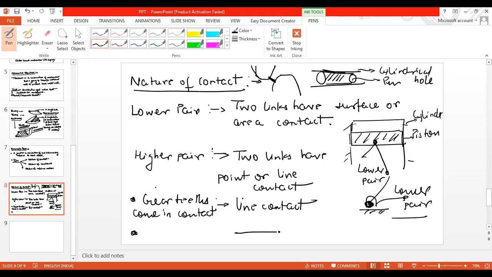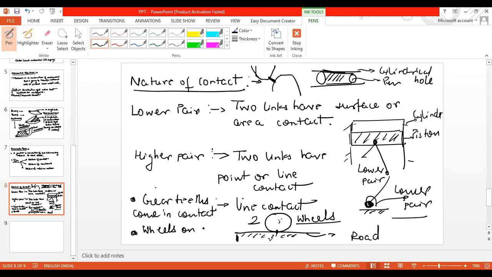Another one you can simply take, let's say, the wheels. So this is your road, and now you have wheels moving over this road. The road is stationary, but the wheels are moving. If you model these two as links, this is the fixed link one, this is link two. They have relative motion, and at the same time they have a point contact here. So you can refer to this as a higher pair, like wheels on a road.